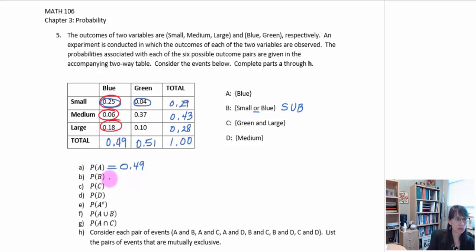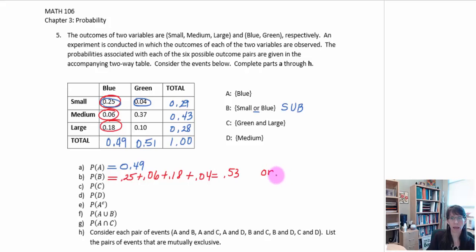So the probability of B can be displayed two different ways. I could simply add all of the numbers that I've circled. So that would be 0.25 plus 0.06 plus 0.18 plus 0.04, and my total is going to be 0.53.